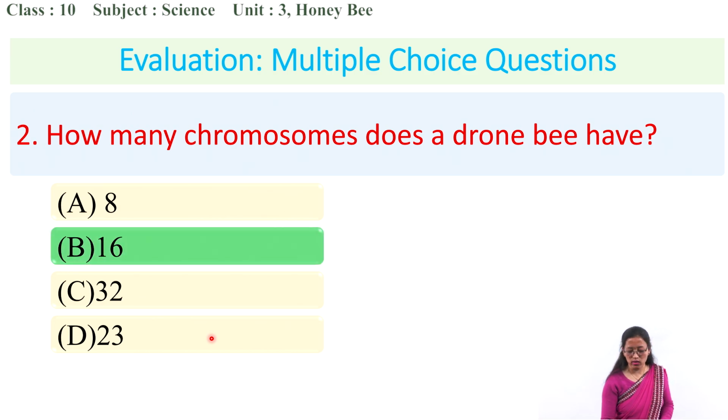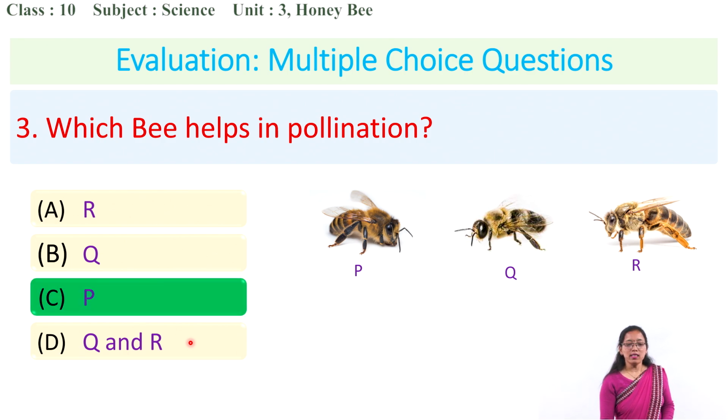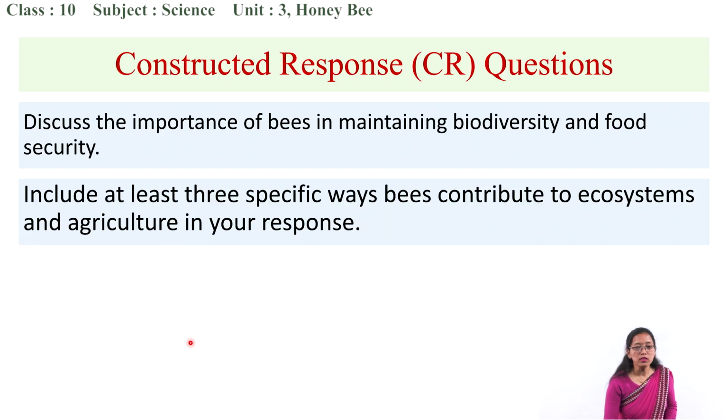That is 16. And next question is, which bee helps in pollination? There are 3 bees shown in the picture, named P, Q, R. Which bee helps in pollination? The options are R, Q, P, and Q and R. Which one is the correct option? Yes, P. Which bee is this? Yes, the worker bee helps in pollination.